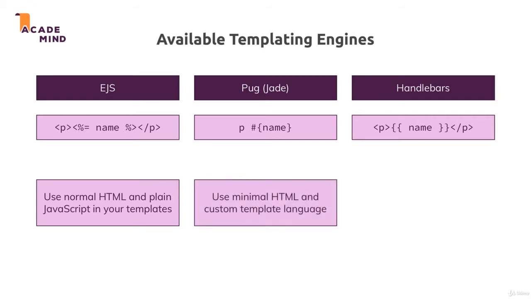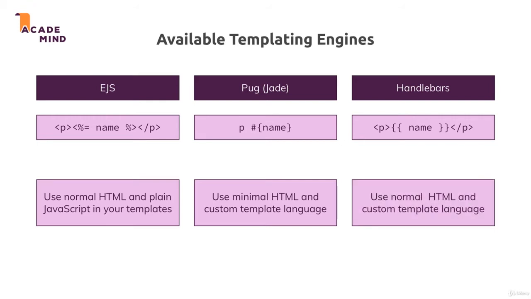Pug uses a minimal HTML version and a custom template language, which is extensible, but generally offers only a set of operations you can do. But if statements and lists would be included, iterations would be included. Handlebars uses normal HTML, but also a custom template language with a limited set of features, again including common things like if statements or lists. So these are 3 popular templating engines.